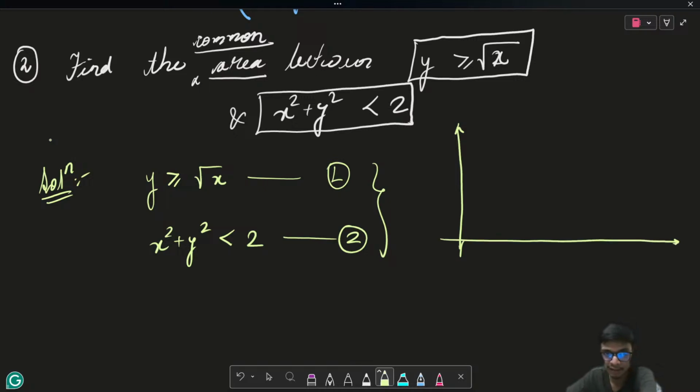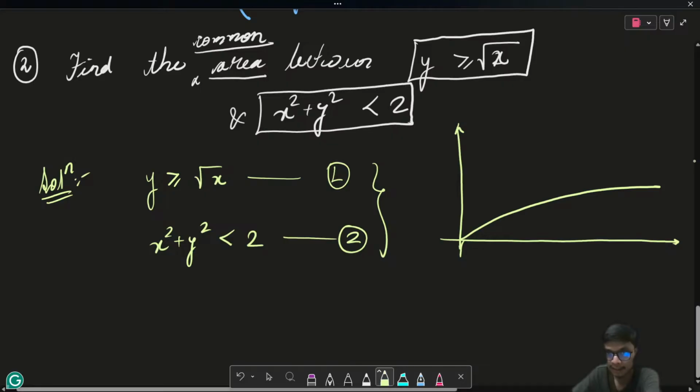So if I see the first curve, it is y is equal to square root of x, or y square is equal to x, which is a parabola, right? And since it's a square root function, the negative part won't exist, so it is something like this. And the second curve, if you look over here, is basically a circle. So I'm trying to draw the part of the circle which is in the first quadrant.